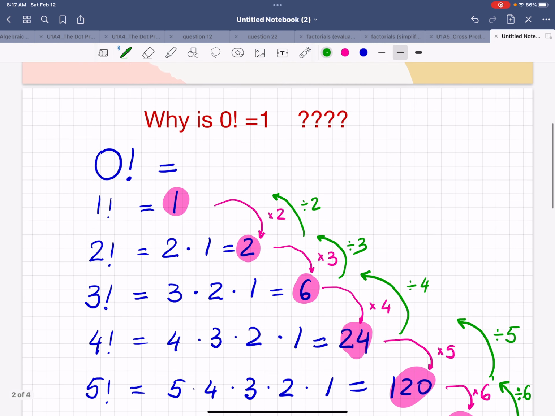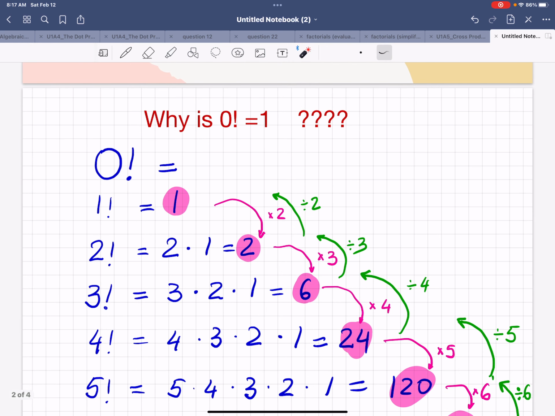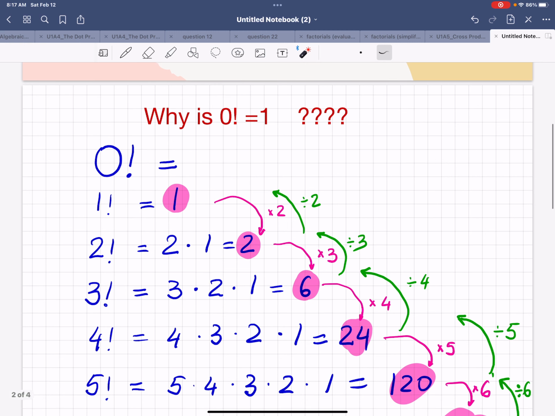So now we're thinking, how about when going from 1 to 0? Let's take a look at all these numbers. We divided by 6, 5, 4, 3, 2. What would you divide by to obtain the next number? It's time to divide by 1 to follow the pattern.